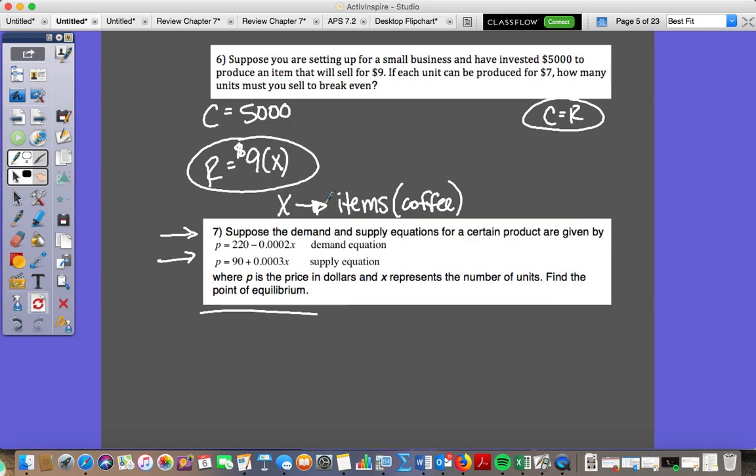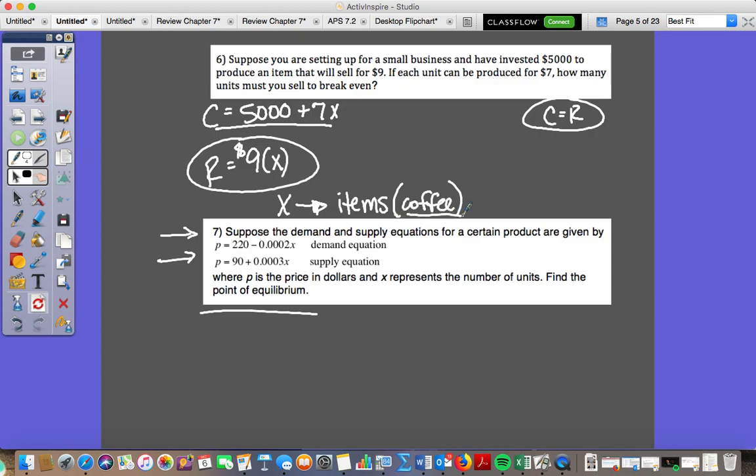Now the problem is that each unit is produced for $7. So really I'm not getting $9 in my revenue. Some of you might be able to do this in your head. I'm really only getting $2 from each of these. But you could do that. You could just say, okay, this is 2x, or I've taught it as I am paying $5,000 for the initial investment plus $7 for every coffee that I produce.